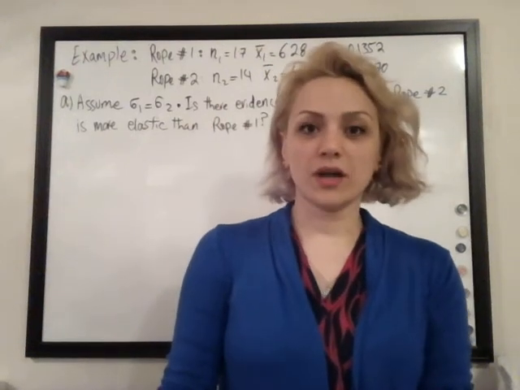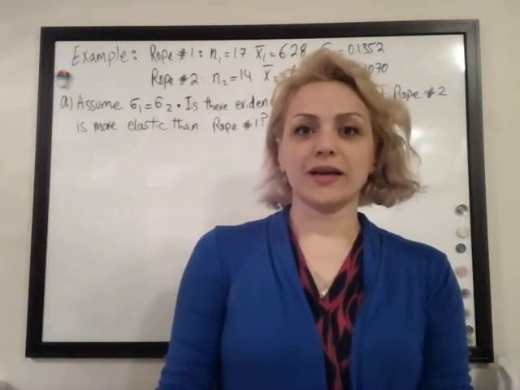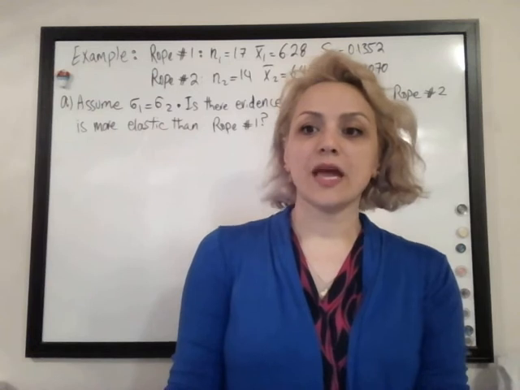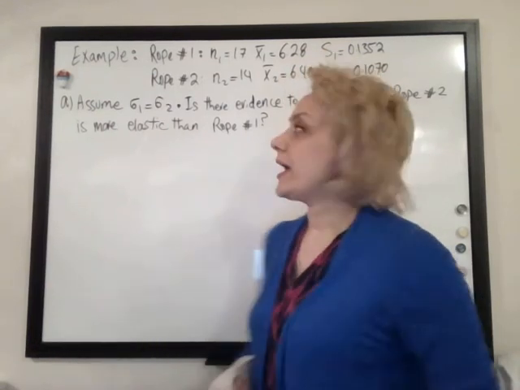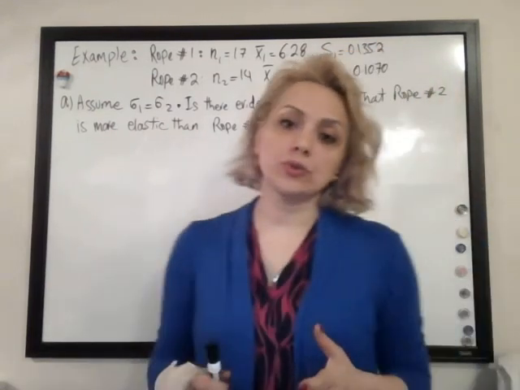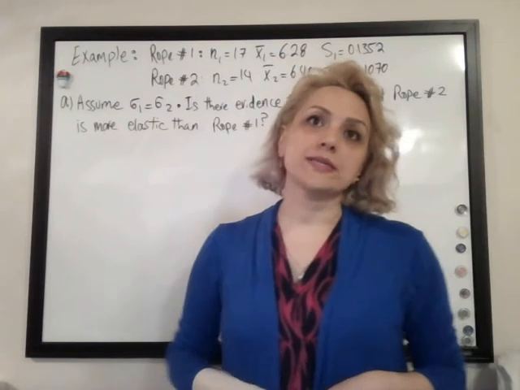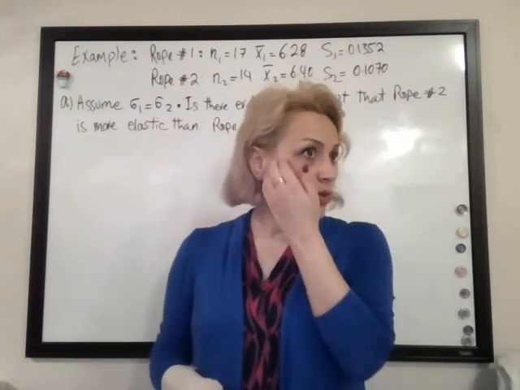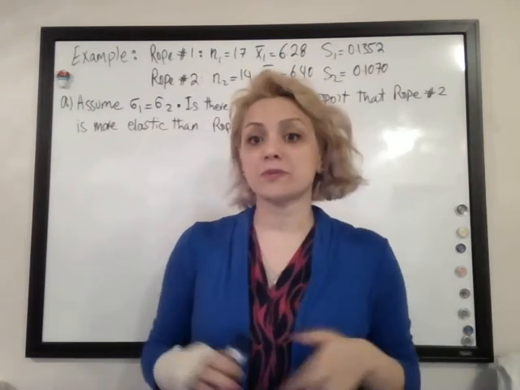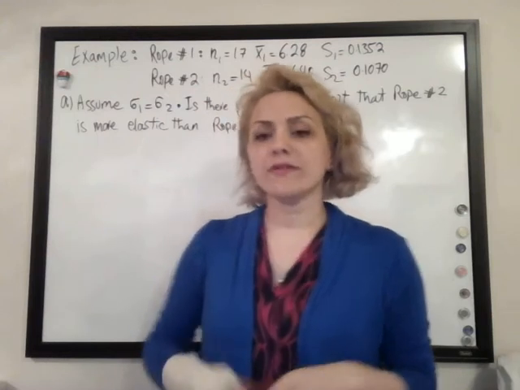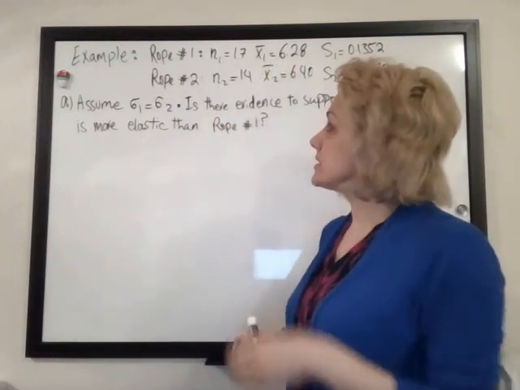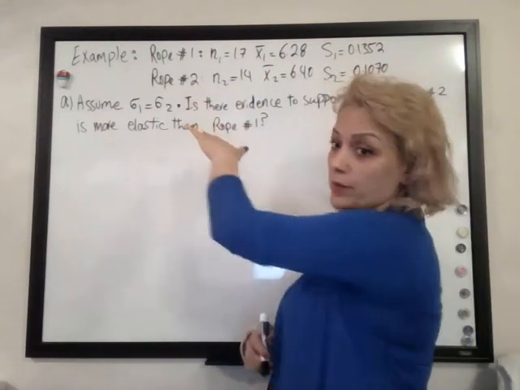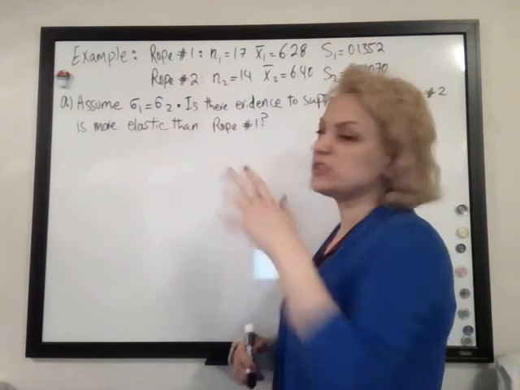Okay, so let's work on another example together. In this example, we are comparing two ropes. In fact, we want to see which one we can say is more elastic than the other one. We have some data points, so from these data points, we have rope number 1 and rope number 2, two different types of rope.